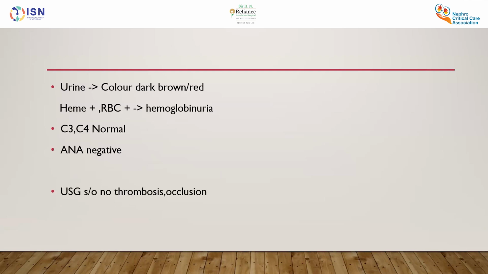Then you have just a hemoglobinuria with the normal complements, ANA normal, and there is no thrombosis or occlusion in the USG. So what could be your answer? HUS, TTP, you're ruled out. HUS particularly ruled out, Santosh, because your schistocytes are normal and no others. Okay, I think Dheeraj is going to answer that.